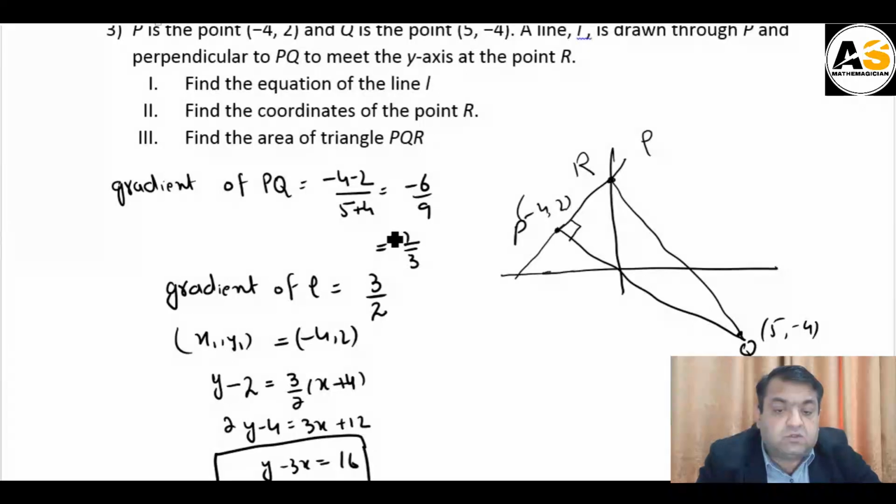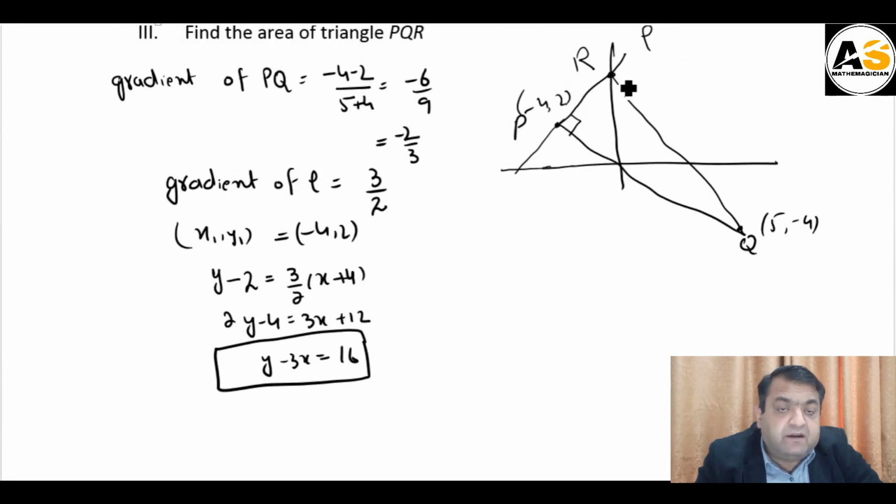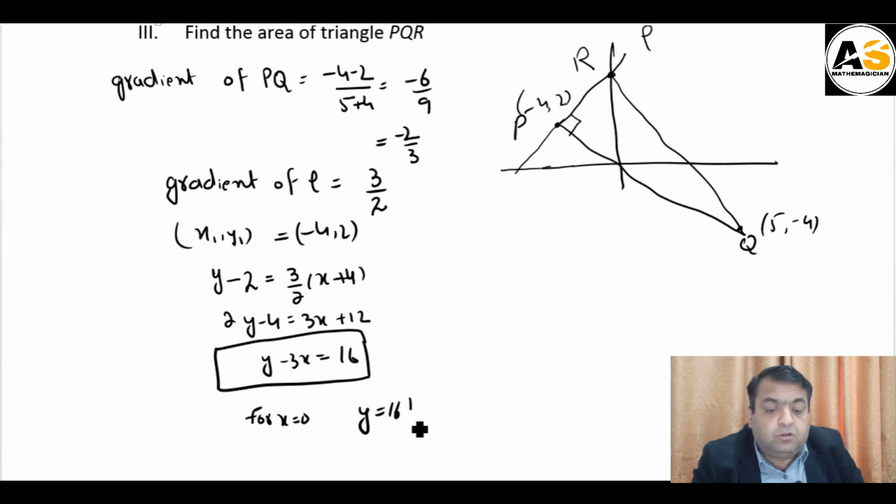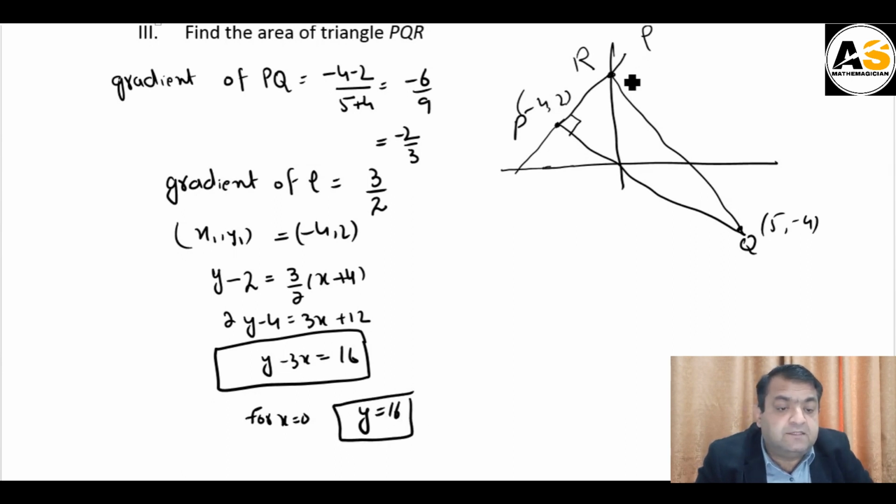We were asked to find the equation of line L, and now to find the coordinates of point R. R is the point where the line intersects the y-axis, and at the y-axis x must be equal to 0. Agreed? So for x equal to 0, y is equal to 16. The coordinates of this point are 0, 16. Now, dear student, this is 0, 16, this is minus 4, 2, and this is 5, minus 4.